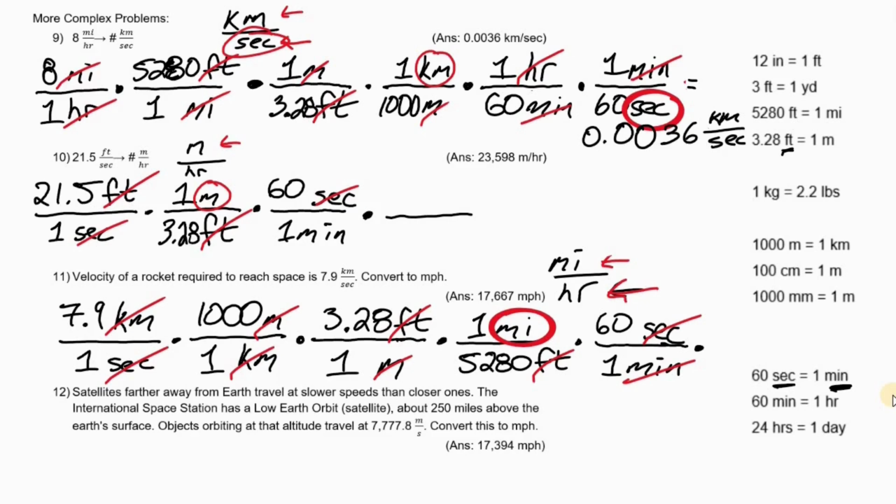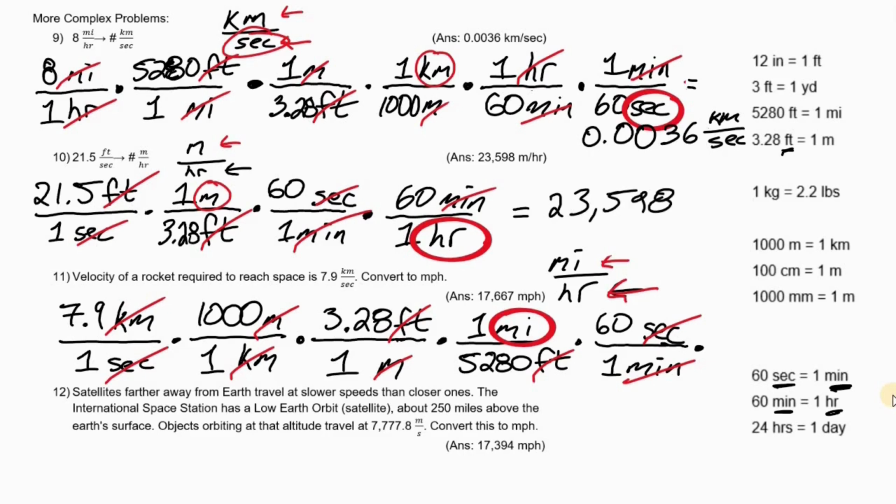And so now we want to go from minutes to hours. Hopefully you're saying to yourself, we know that 60 minutes is equal to 1 hour. I know I'm going through this a little bit faster now, but ideally by now you should be getting the feel for this. So we're done with this problem. Once again, we have our hours on the bottom, and our goal was hours. And when you plug this in the calculator, hopefully you do get the answer of 23,598 meters per hour.